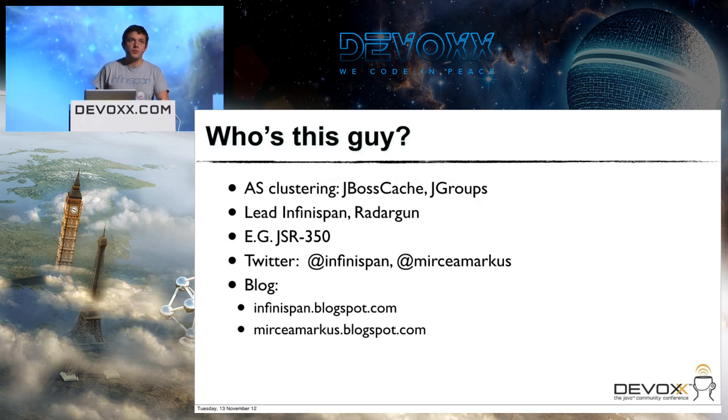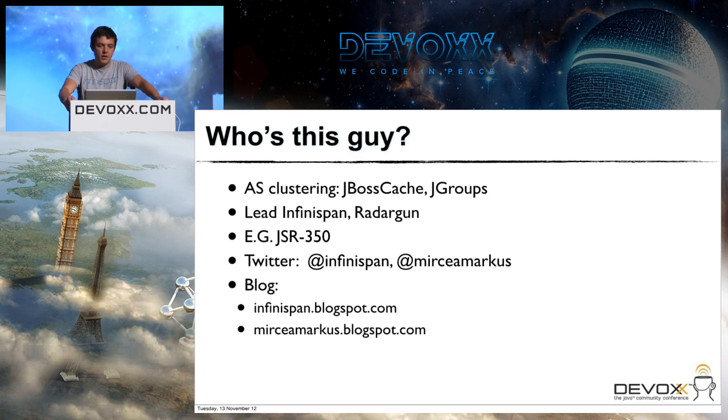Let me start by introducing myself. My name is Mircea Markus. I've been working for JBoss and Red Hat since 2007. I've been mainly involved in the JBoss clustering stack, projects such as JBossCache and JGroups. Starting with 2009, I've been working on the Infinispan project, which I currently lead.